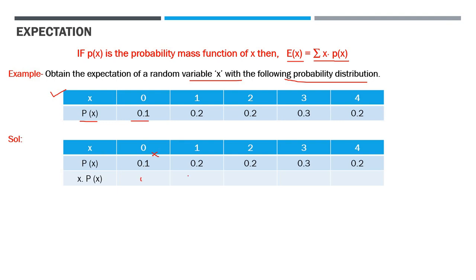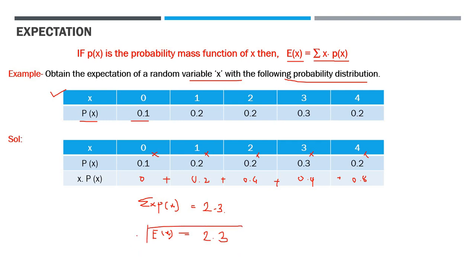So 0 multiplied by 0.1 is 0. 1 multiplied by 0.2 is 0.2. 2 multiplied by 0.2 comes out to be 0.4. 3 multiplied by 0.3 comes out to be 0.9. And 4 multiplied by 0.8 comes out to be 3.2. We have to add all these values for the calculation of summation x p(x). So this value comes out to be 2.3. Then E(x) is equal to 2.3.